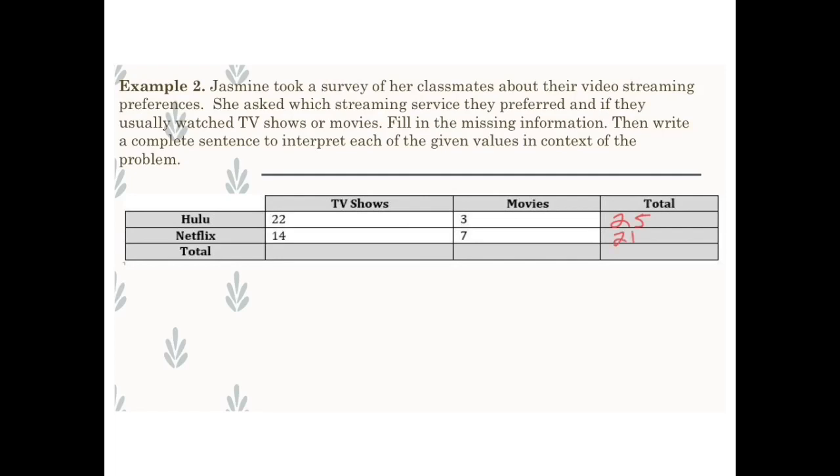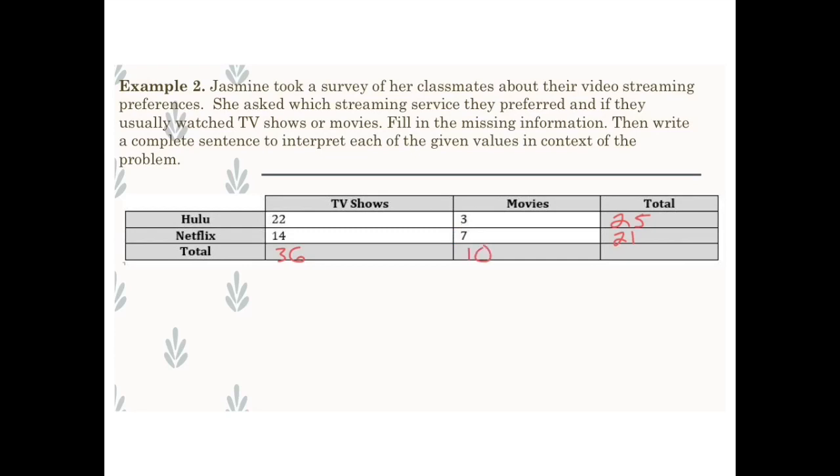Alright, now we have some other questions. How many total people watch TV shows? So TV is our column category, and we would add the 22 and the 14 together to get the total number of TV watchers, and in this case we would get 36. And then last but not least, the movie watchers. Movies are again a column category. It's our second column here. We would add together the 3 and the 7, and we would get a total of 10 movie watchers.